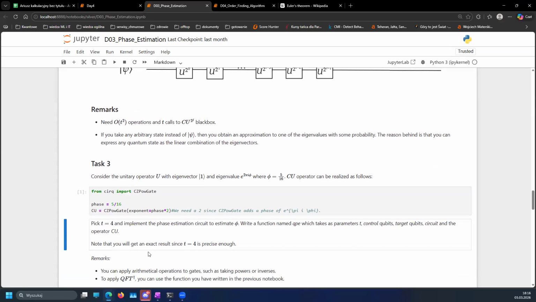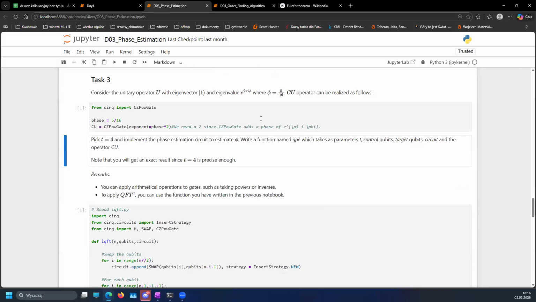We also have a note that we will get an exact result since we have an easy problem. So here t equal to 4 will be precise. And it is easy to guess that this will be enough because here we are, as you can see, dividing by 16, yes? So 2 to the power of 4. And I believe that usually, if you have some real world examples, this number will not look so nice. But here we have this introductory task. So let's proceed.